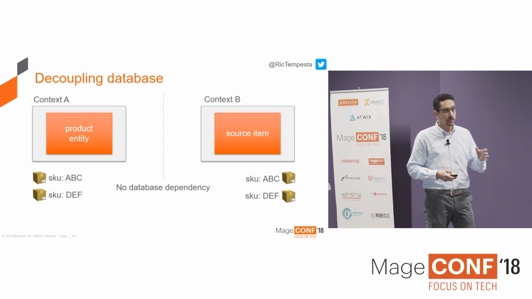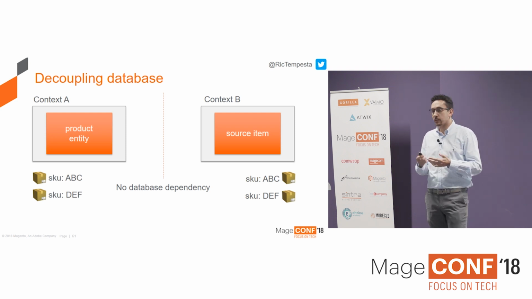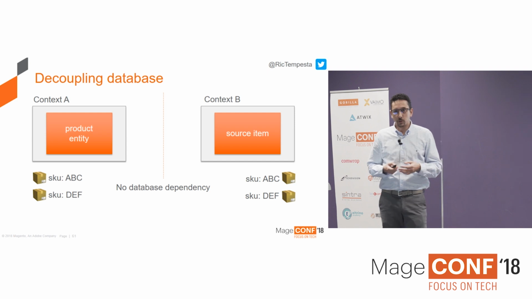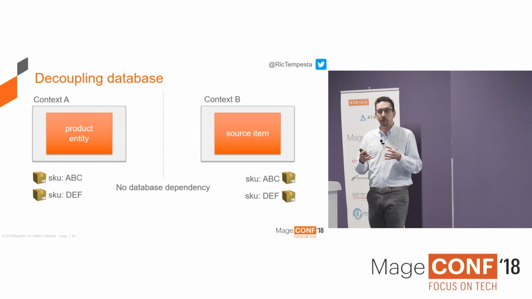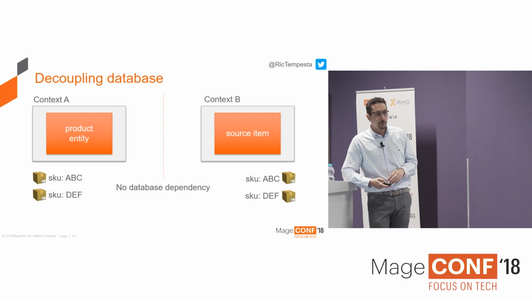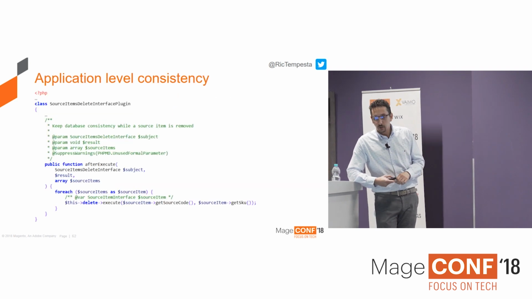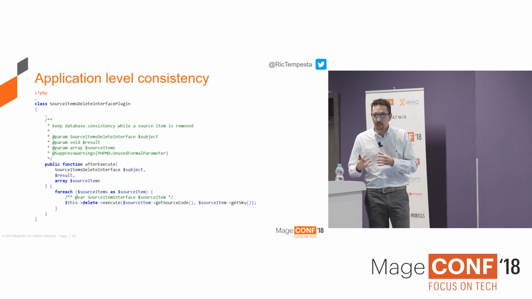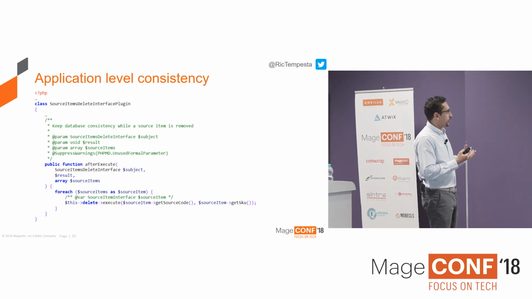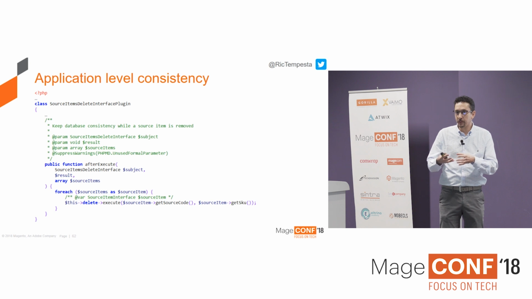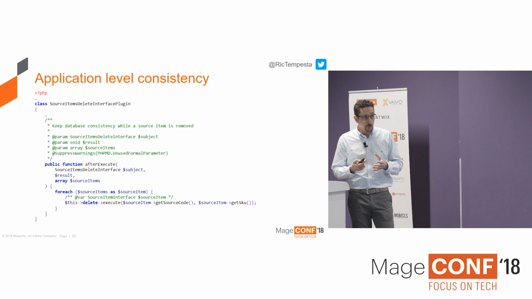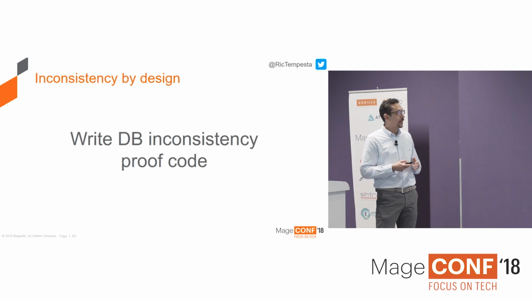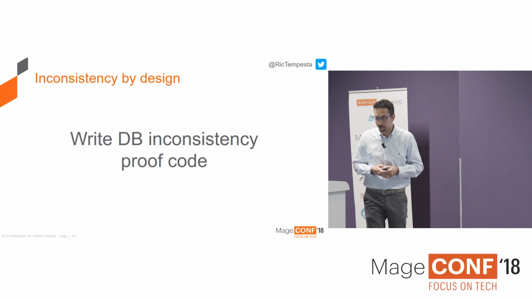This is very important. But of course, we have a problem, which is consistency, because the foreign key helps us to keep a very hard database consistency. And if we remove the foreign key, we have to deal with possible inconsistency of the database. So you should keep the consistency at application level. For example, you have to pluginize the save method, delete method, update method, and whatever, to be sure. But the most effective way, actually, is to write database-inconsistency-proof code.